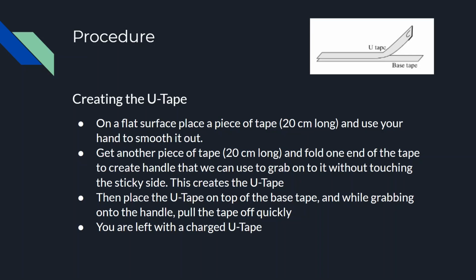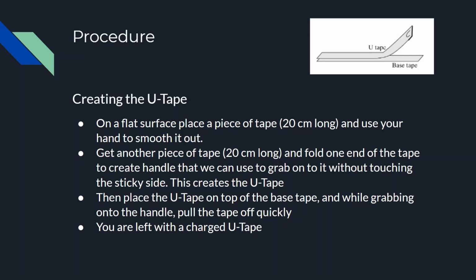The first step in the procedure for this experiment is to create our charged piece of tape, called the U-tape. On a flat surface, place a piece of tape about 20 centimeters long and use your hand to smooth it out. This creates the base tape as seen in the diagram.